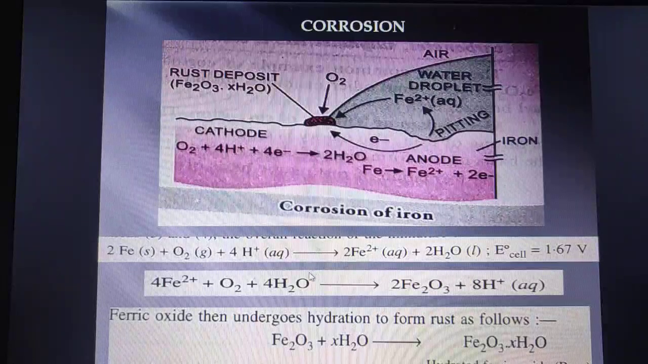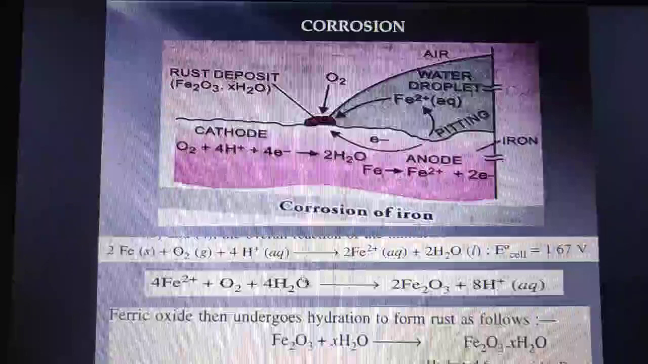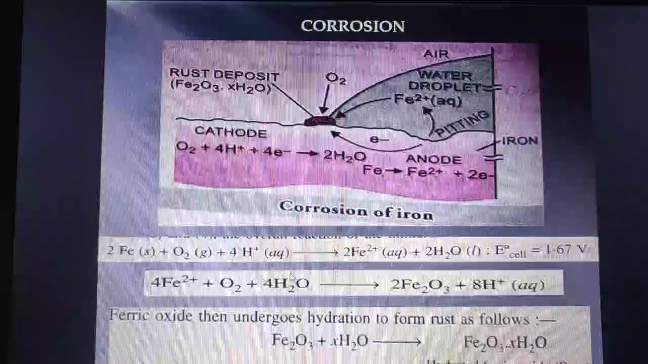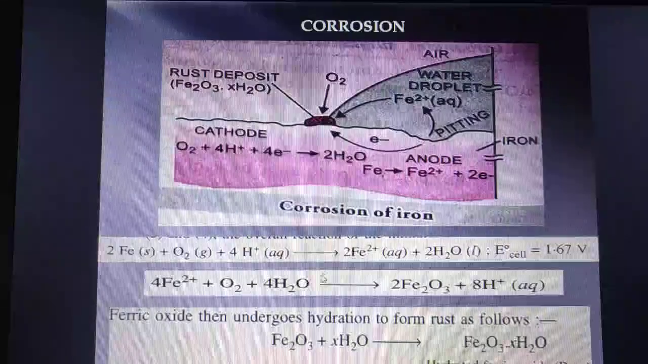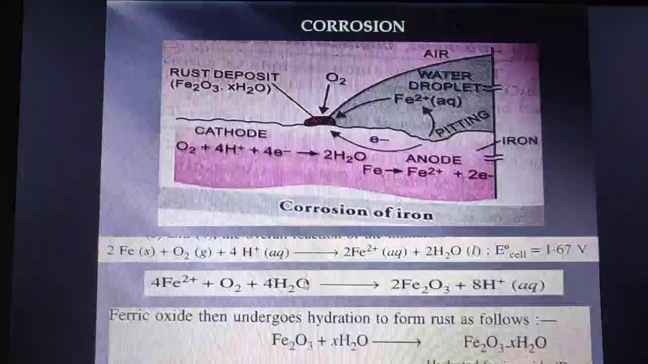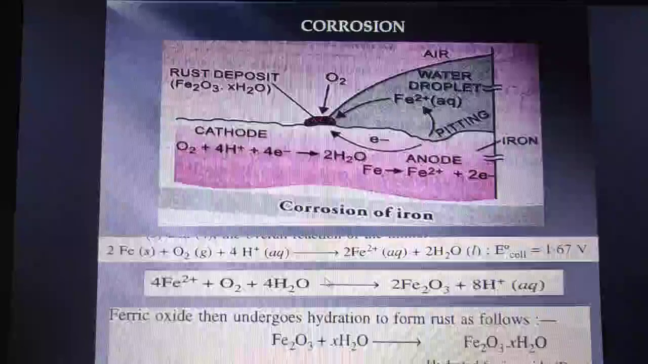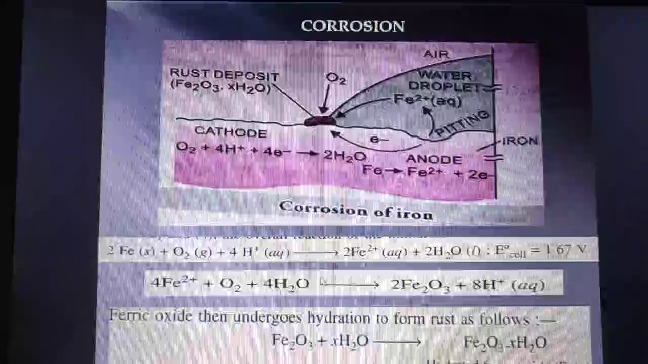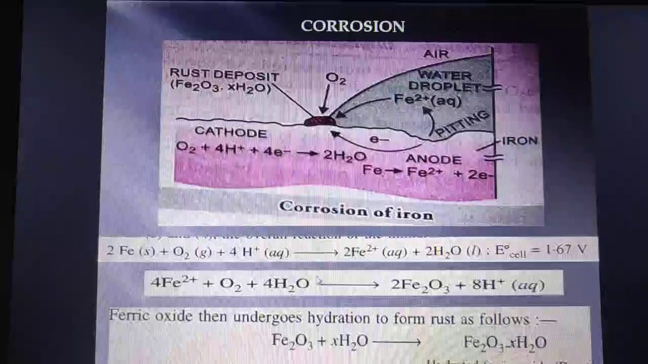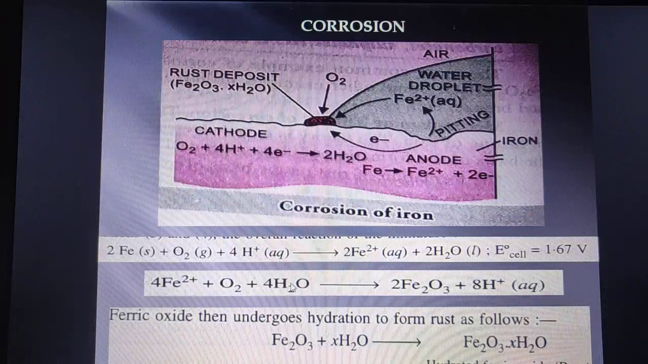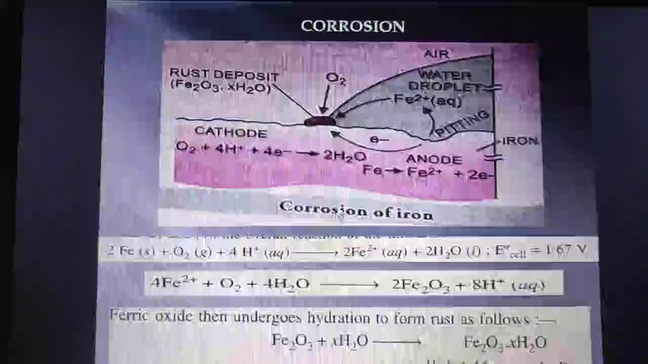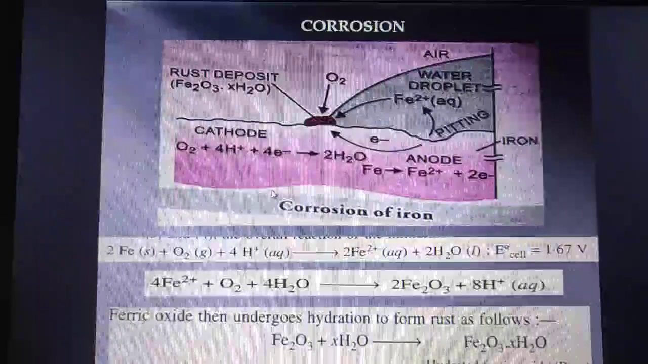Now, the prevention of corrosion is very important as it causes damage to buildings, bridges, ships, etc. The objects are made up of metals, especially iron. The prevention will save money and materials, and also prevent accidents like the collapse of a bridge. So there are processes by which corrosion is prevented.